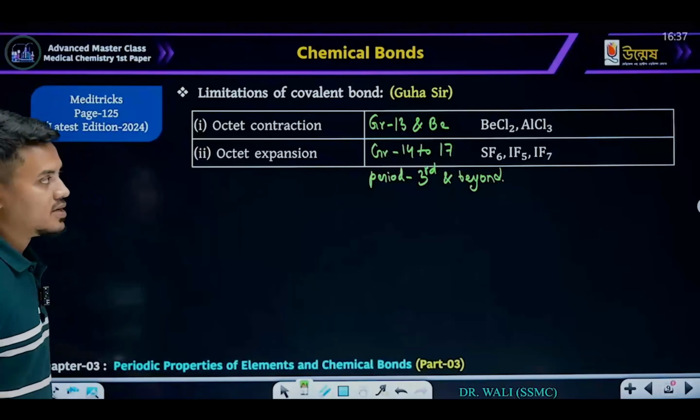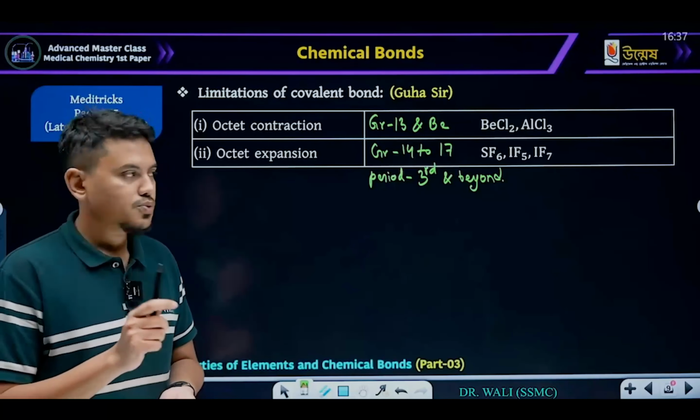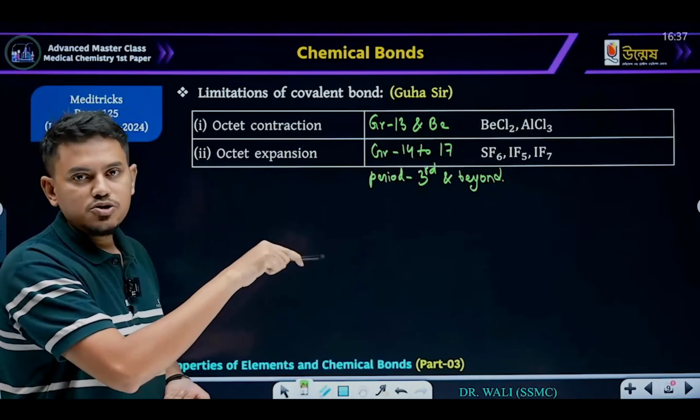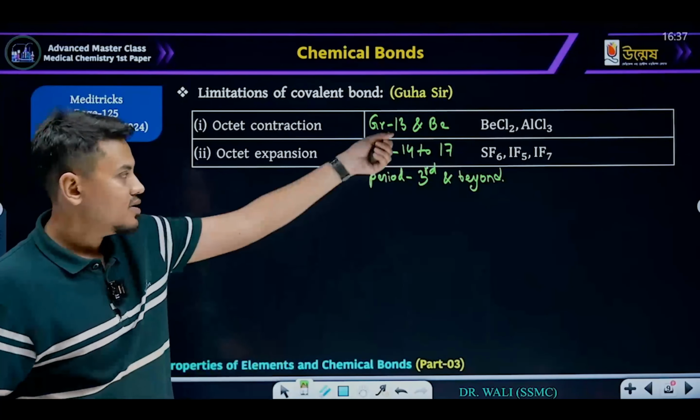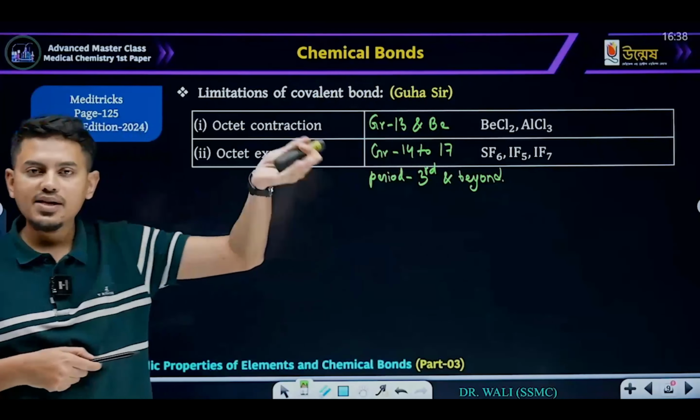Anyway, these are the MCQ. These are the crucial MCQ that will ensure your chance in better medical colleges. So you should focus on the mnemonic here. In which compound did octet contraction occur? Find out whether it is group 13 or beryllium. On the other hand, where did octet expansion occur?